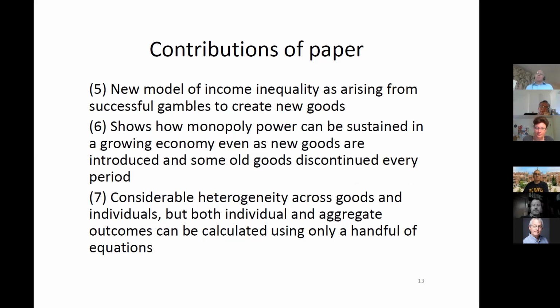Fifth, it's a new model of income inequality. In my model, there are differences in income across people along the steady state growth path. And those arise from successful gambles to create new goods. You become one of the higher income people by taking a risk. And if that pays off, you join the ranks of higher income people. And everybody is making that choice endogenously, ex ante. They're doing exactly what's in their best interest.